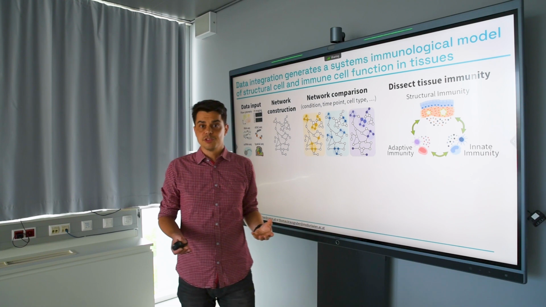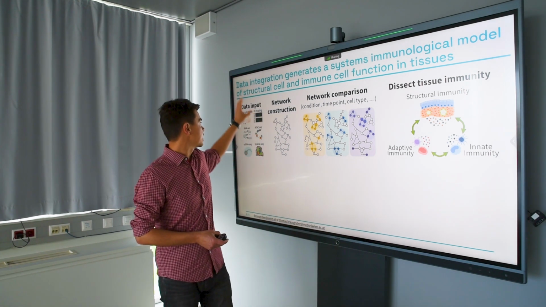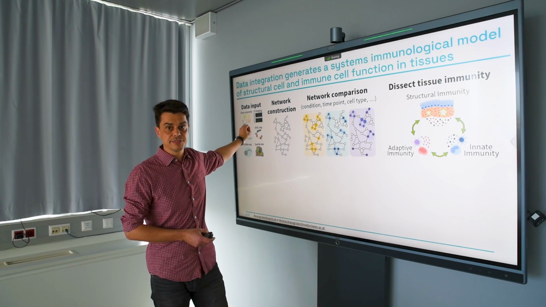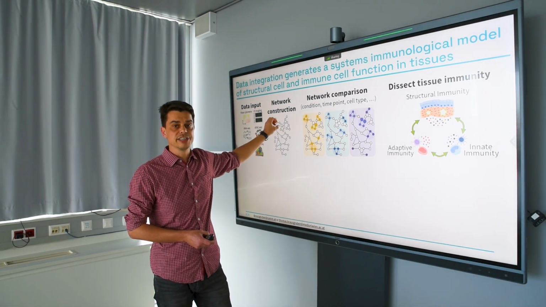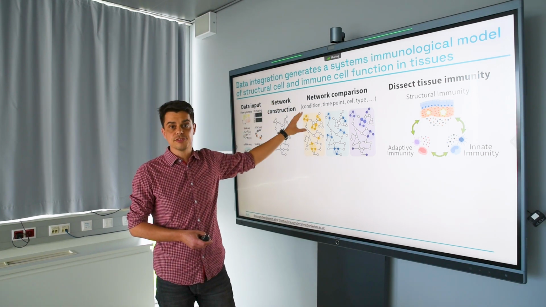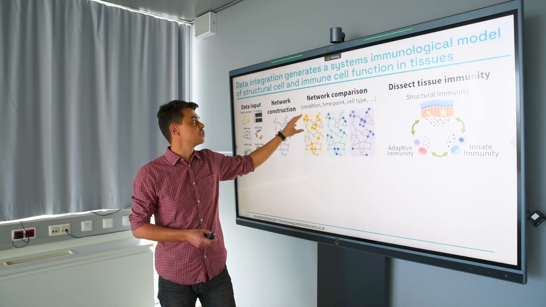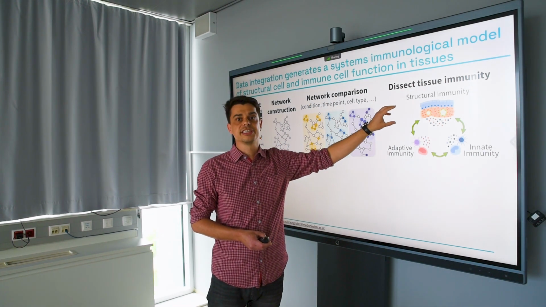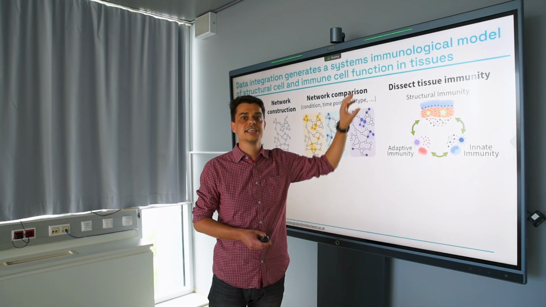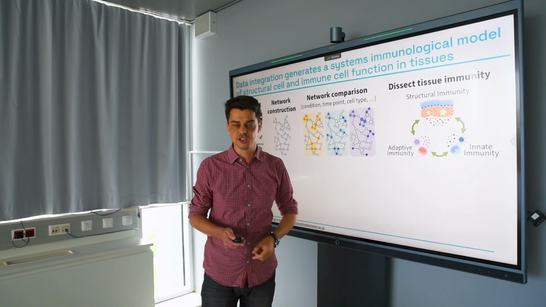With all our data, once collected, we perform integrated analysis where we take all the data from different assays as input. Then we construct networks for each assay, and then we can really start to compare our networks. For example, we can compare conditions, time points, and cell types to really dissect tissue immunity and figure out how structural cells and immune cells work together to mount an immune response within a tissue.